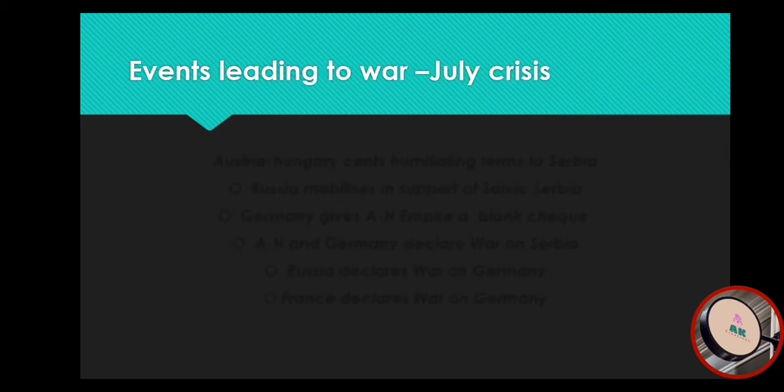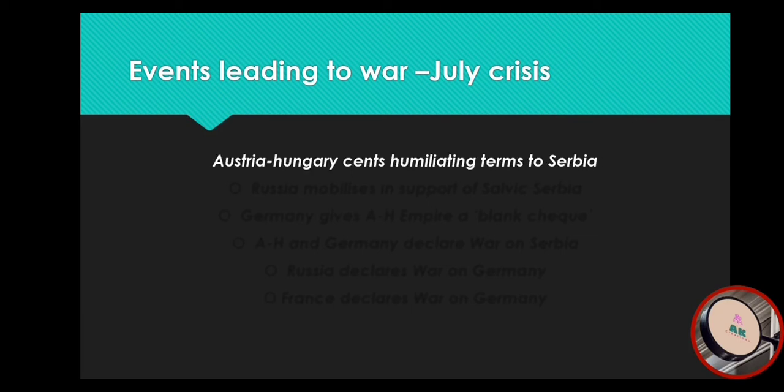After he died, Austria-Hungary asked for help from Germany, and Austria-Hungary gave a warning to Serbia. They said, you have to accept what you did. Then Serbia rejected it, and the war started. Austria-Hungary sent humiliating terms to Serbia. Russia mobilized in support of Slavic Serbia.